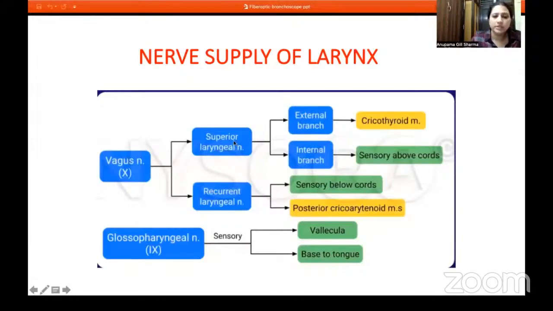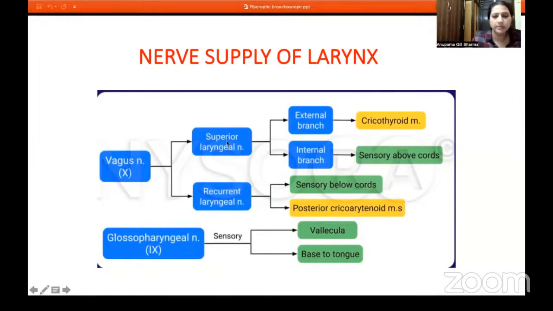The vagus nerve has two branches. The superior laryngeal nerve gives the sensory supply to the supraglottic area, and the recurrent nerve supplies below the vocal cords. The glossopharyngeal nerve supplies the base of the tongue and the vallecula. Blocking the glossopharyngeal nerve alone will not aid in a successful awake intubation, but it will be very helpful to abolish the gag reflex.